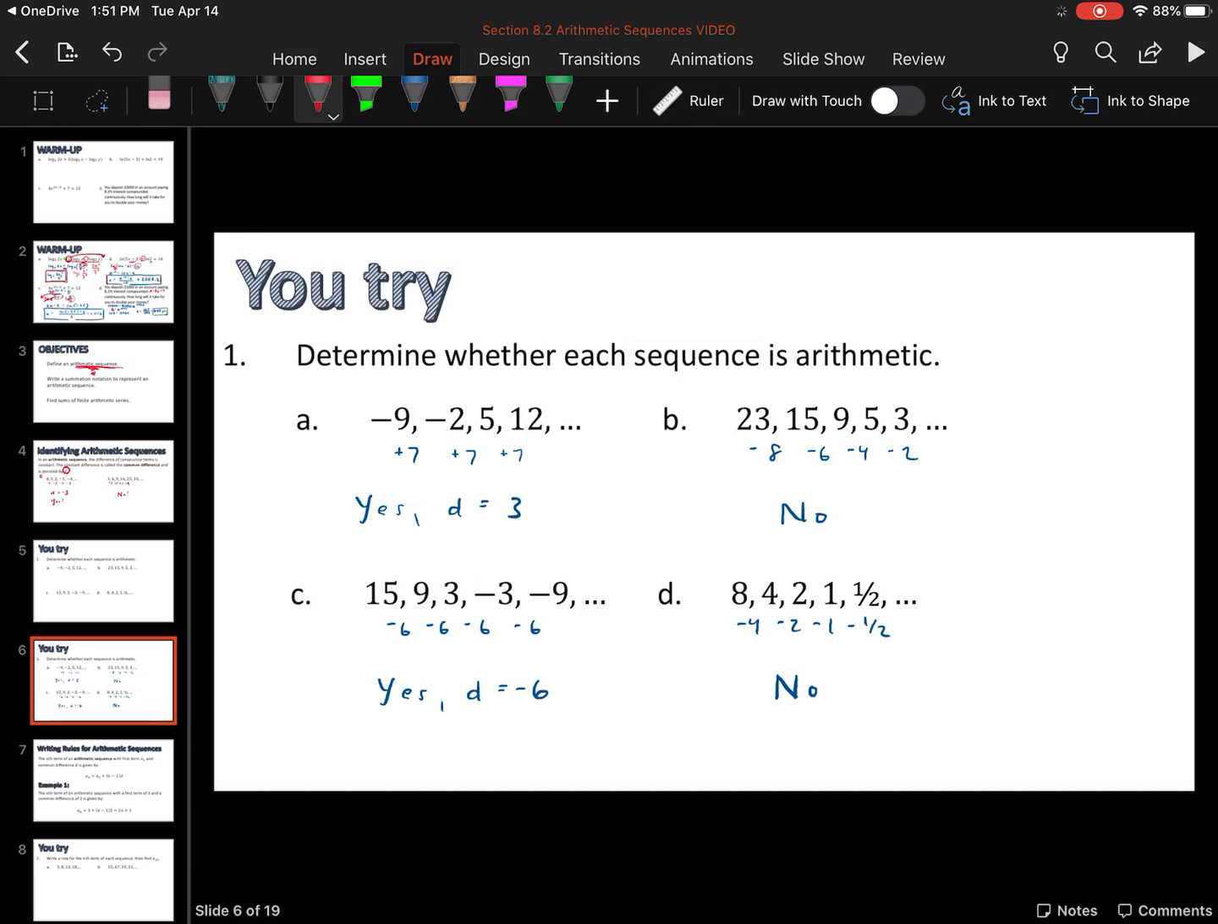First one's going up by 7 each time, so it's arithmetic. Second one's going down by 8, and then 6, and then 4, and then 2, not arithmetic. C going down by 6 each time, arithmetic, and D is not arithmetic.